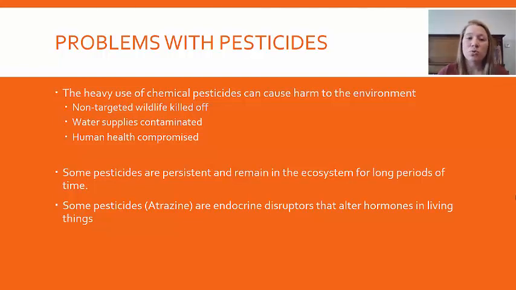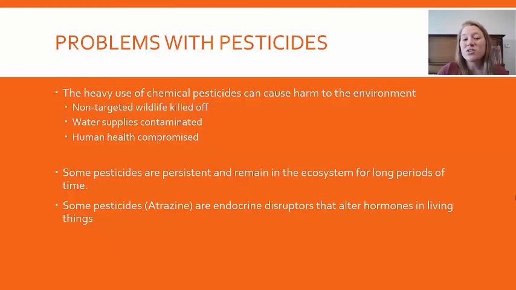Now, heavy use or reliance on chemical pesticides can be very detrimental to the environment. So if you are using broad spectrum pesticides, you are going to be killing off those non-target species. If you apply too much of the pesticides, water supplies could become contaminated, and if humans are exposed to these in large quantities, human health could be compromised.